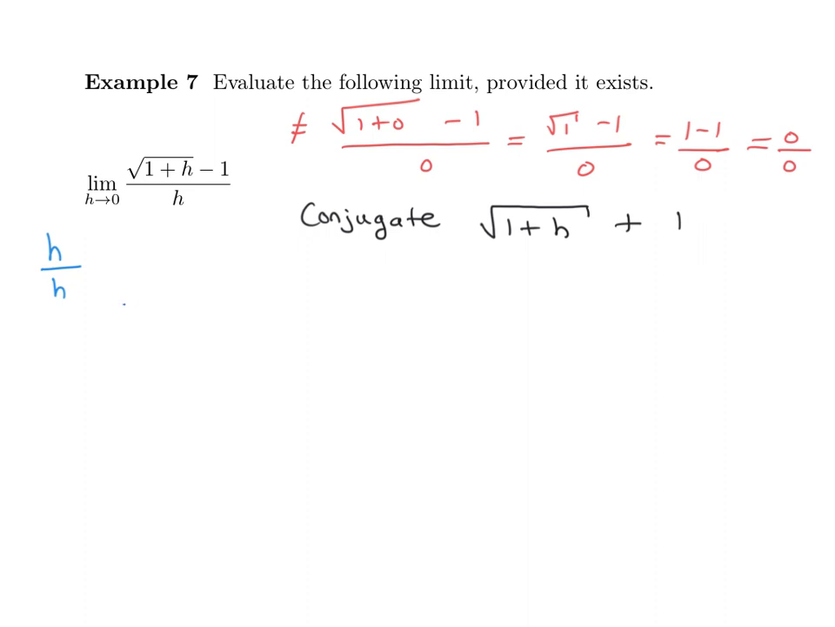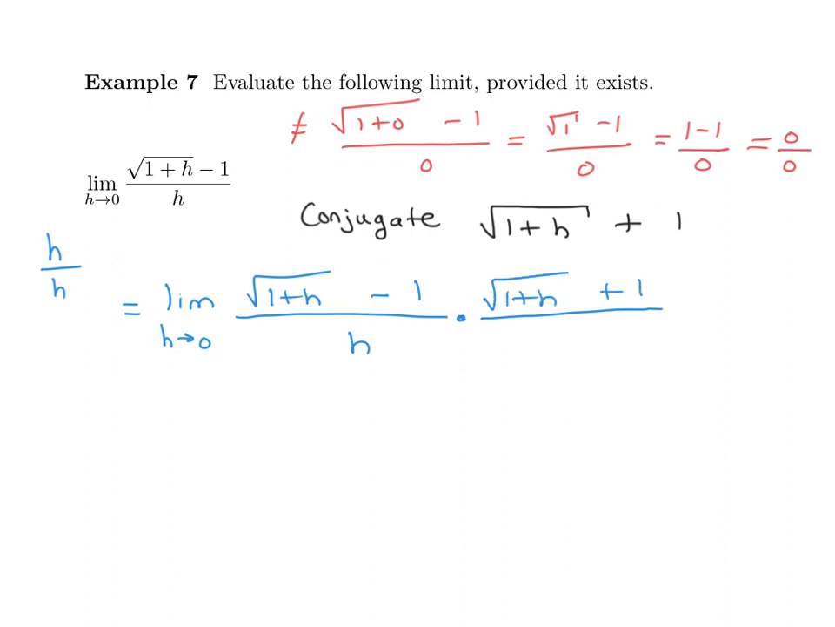Our original limit becomes the limit as h goes to 0 of, I'll write the original expression, the square root of 1 plus h minus 1 all over h. But I'm going to multiply this fraction essentially by 1. I'm just going to write 1 in a pretty complicated way. I'm going to put the conjugate in the numerator of this fraction and also in the denominator. So this fraction definitely equals 1, so multiplying it to this limit does not change its value.